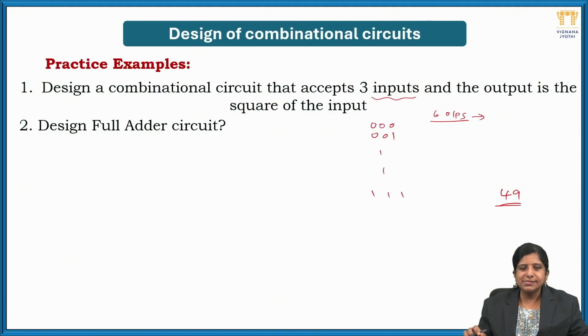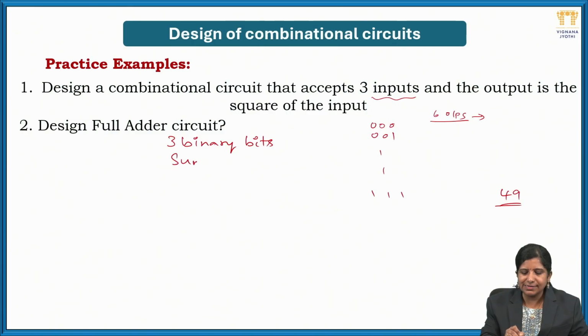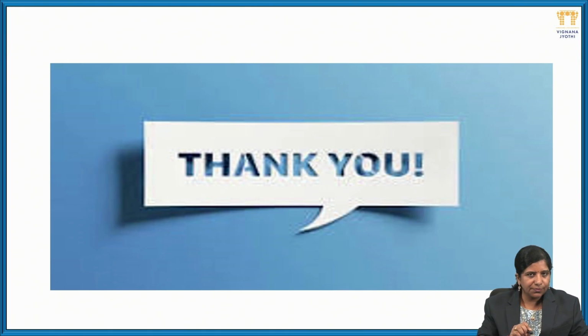You can try this. Similarly, full adder design. Full adder is used to perform the addition of 3 binary bits. And already I told you, an adder consists of 2 outputs, that is, the sum and the carry. Consider 3 inputs A, B, C, and write the truth table. In a similar way, you can design this combinational circuit also.